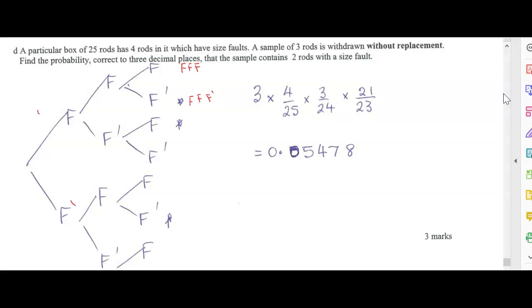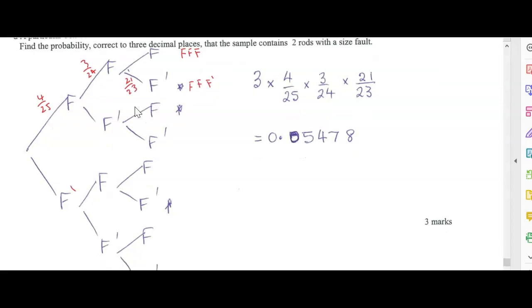So that's where the probabilities have come from. So this one is 4 over 25, then this is 3 over 24. So we've taken 1 rod out with a fault, so that's why it's dropped down to 3, and then also we decrease the number of rods, and then 21 over 23 for this one. Now, you can go ahead and do the probabilities.